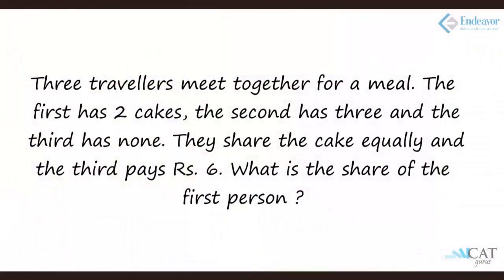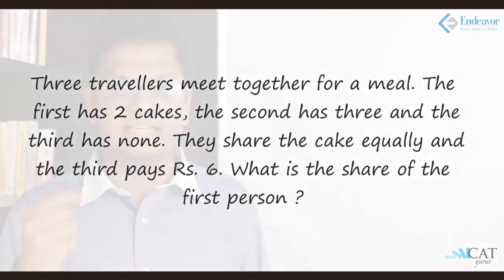Hello, let's look at some examples of ratio and proportion which will help us solve a lot of different types of questions. Three travelers meet together for a meal. The first one has 2 cakes with him, the second one has 3 cakes, and the third one has none. They share the cake equally, and the third one pays ₹6 for his share. What is the share of money that the first person gets?